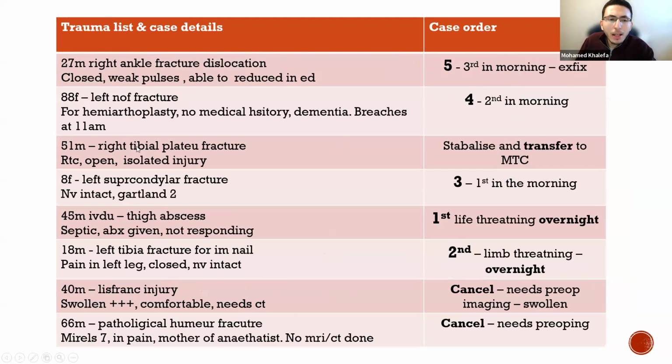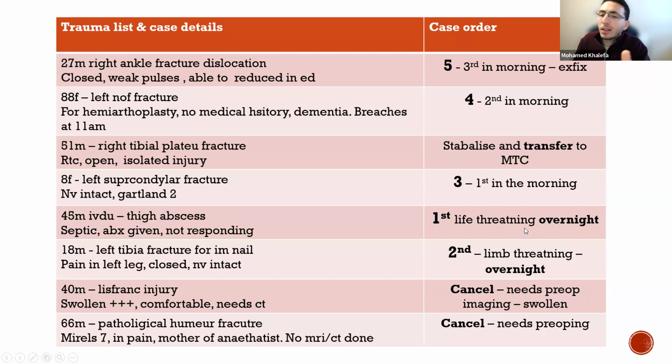So this patient, for example, tibial plateau fracture, you need to go to an MTC. The leg fracture, cancel, because you need imaging and it's swollen. And then the pathological one, you need to cancel and need preoperative management. So again, because this is a morning list, you've got only maybe 2 cases, maybe 3 cases maximum.